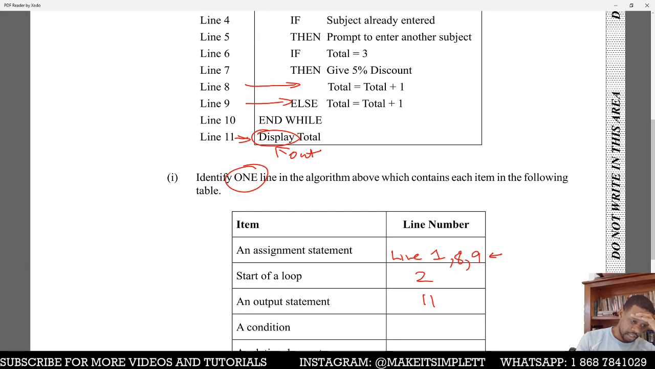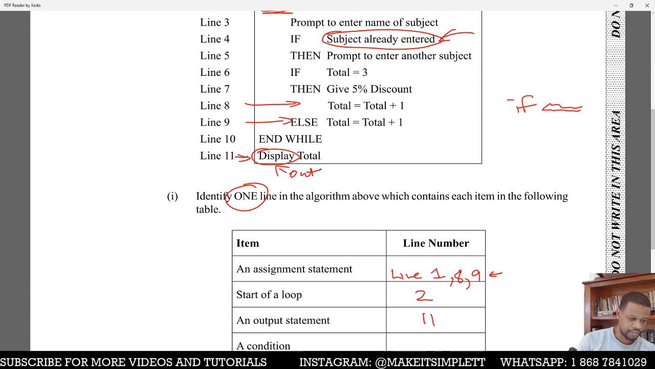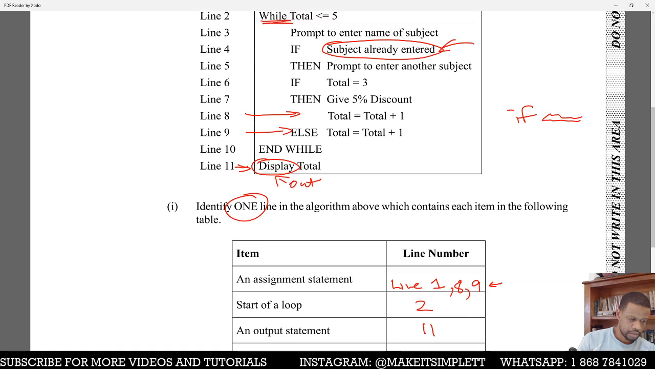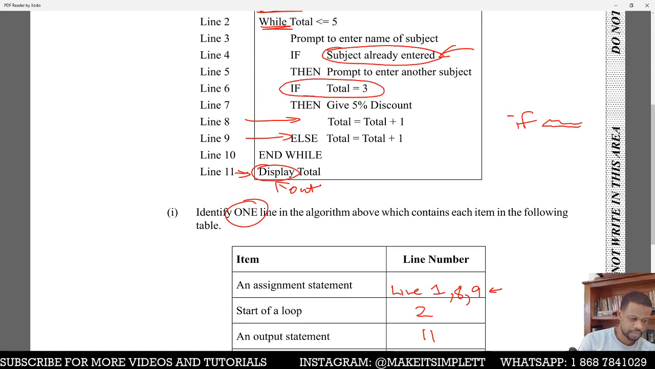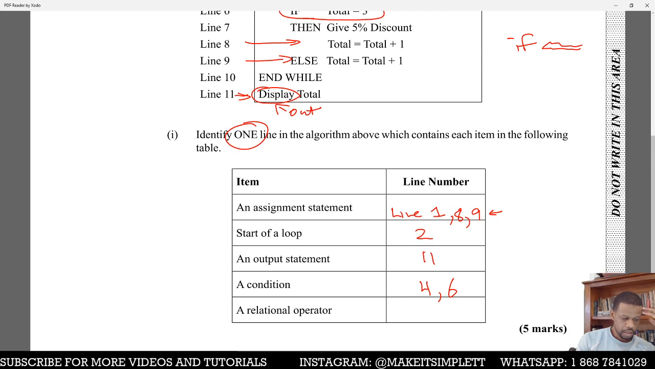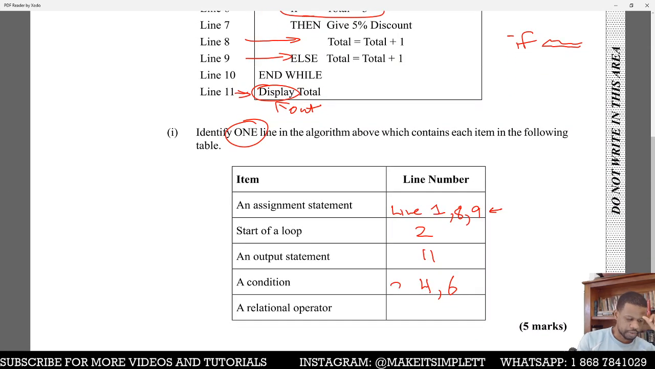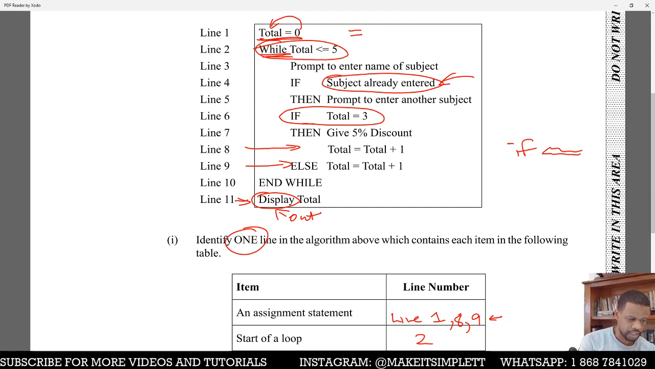Next one is a condition. A condition will be like if something, something, something, right? Wherever you see if something, that comes after, that's the condition. So if subject is already entered, that's definitely a condition. So line 4. And then you have another if here, if total is equal to 3, that's line 6. Or line 2 is a condition also, because it's while total is less than or equal to 5.